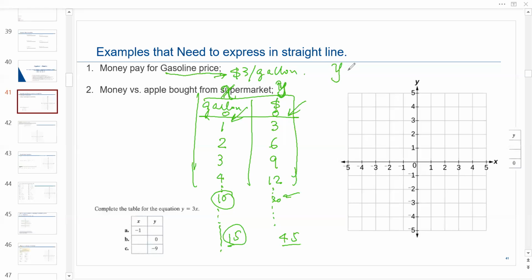So y was determined by the prices. If you don't give the y, I can determine x. If you give x, I can determine y. Right, like this situation. So they have this kind of relationship. We call them a linear relationship. All right.